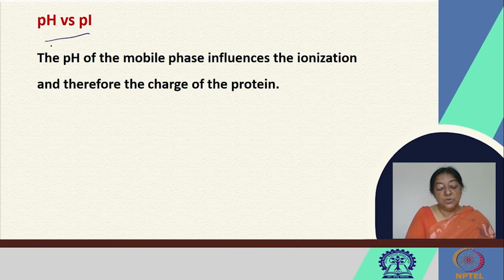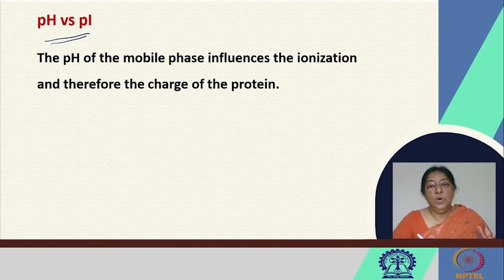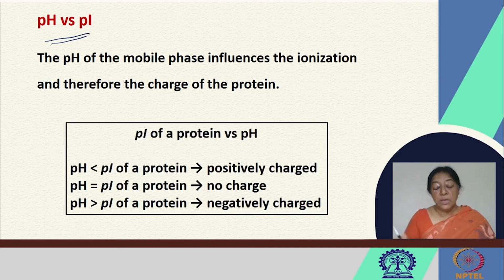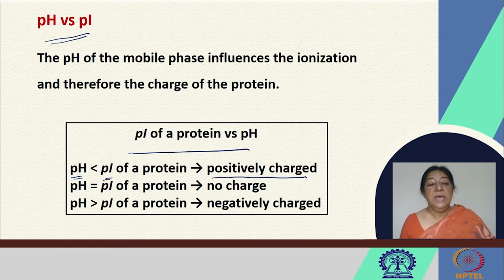The important thing to understand here, regarding which charge matters, is the pI of the protein. We know that each protein has an isoelectric point. The isoelectric point is dependent on the number of positive and negative charges that the protein has, and the charge is dependent on the pH. If the pH is less than the pI, the protein is going to be positively charged. If the pH is equal to the pI of the protein, there is going to be no charge. And if the pH is greater than the pI of the protein, the protein will be negatively charged.